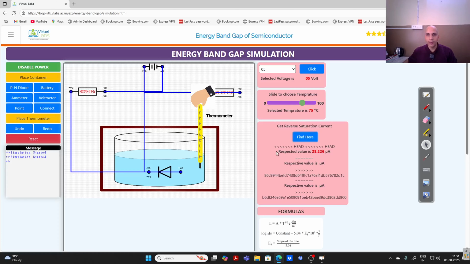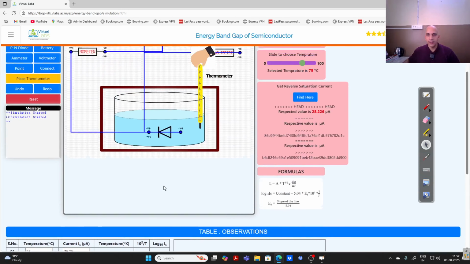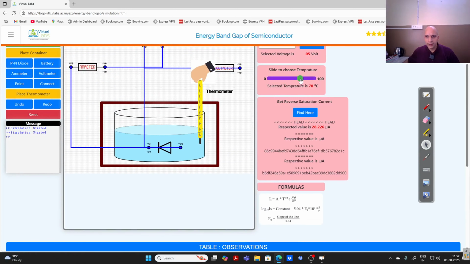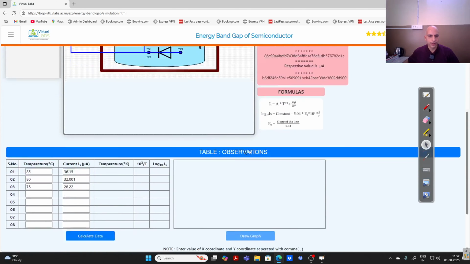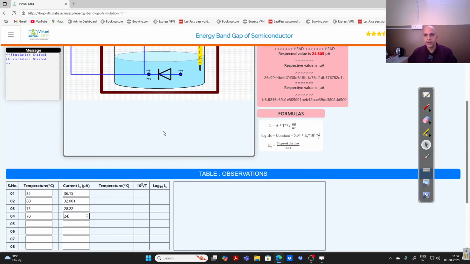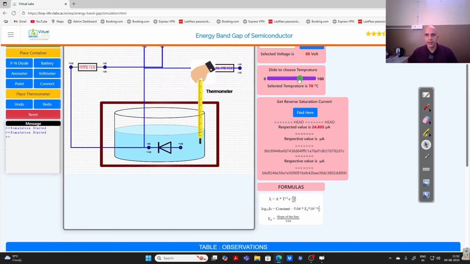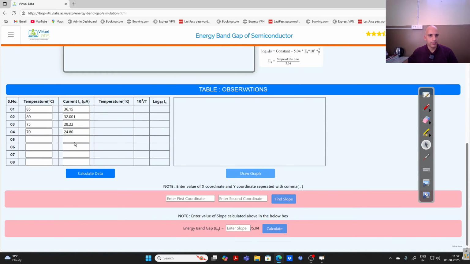I find 28.22. At 75, right? Then at 70, it is 24.80. Then at 65, I find 21.71. Temperature is 65, right?